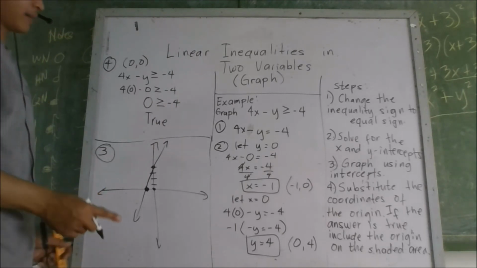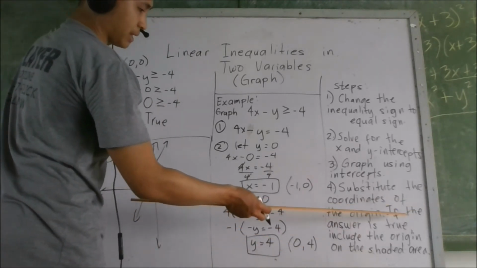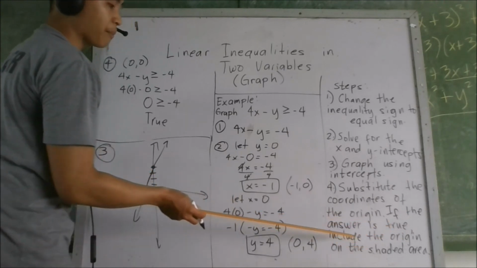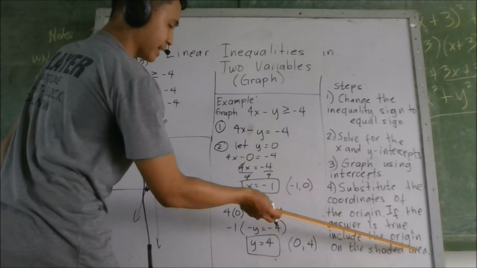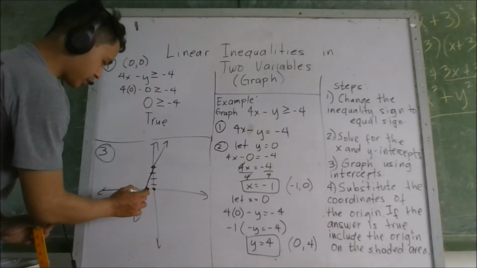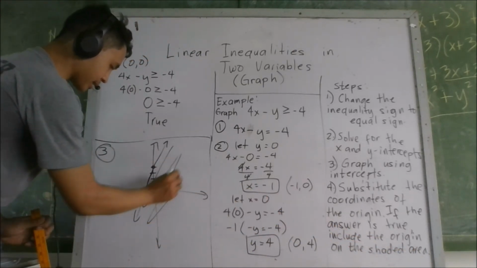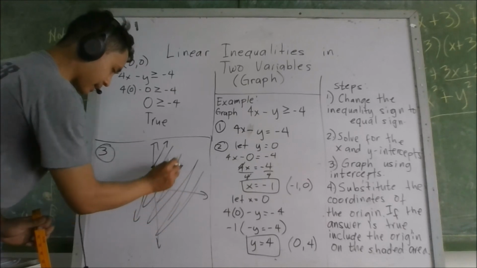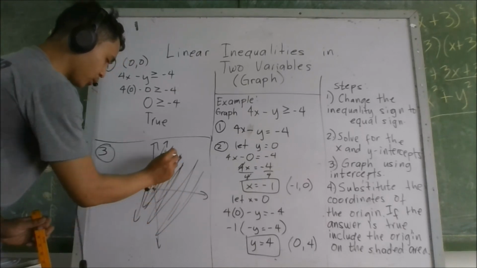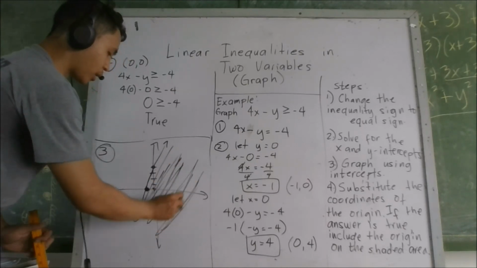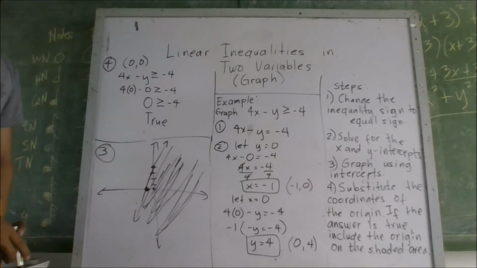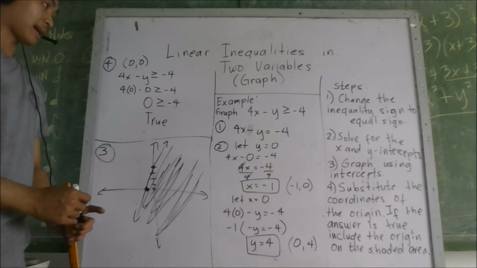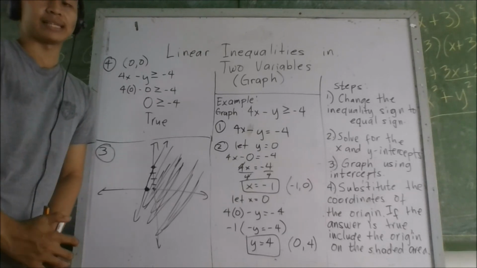Nakuha? So again, if yung statement natin is true, dapat included yung origin sa shaded part. Here is the origin, so dapat yung shaded part is somewhere right here. Okay? Mai-include yung origin natin. The answer is not this one, sa ibaba. So that is how you graph the linear inequalities.